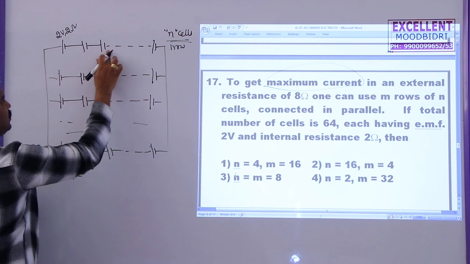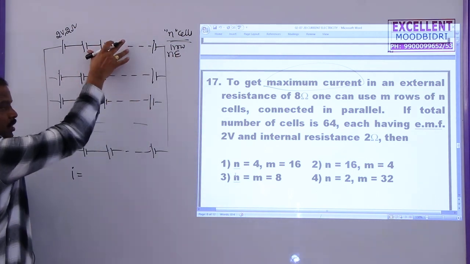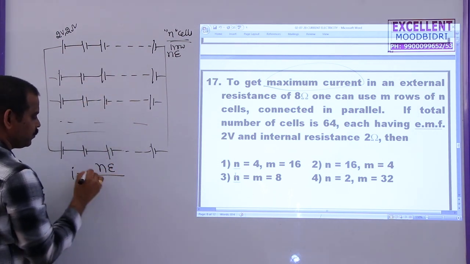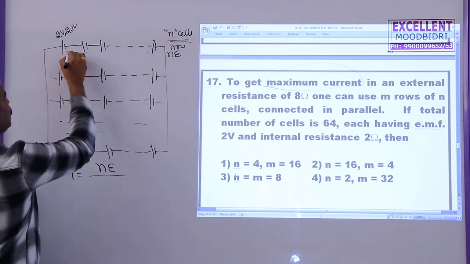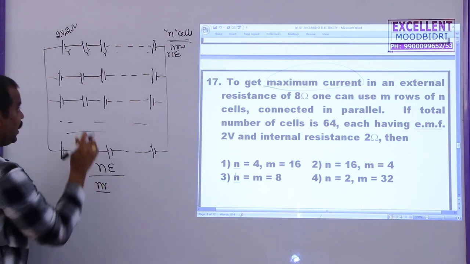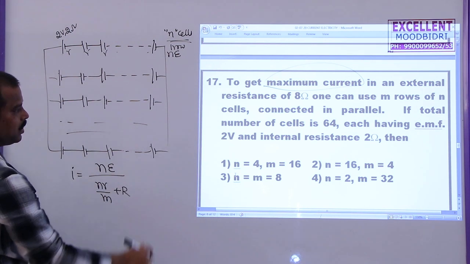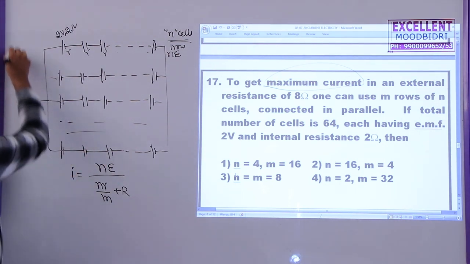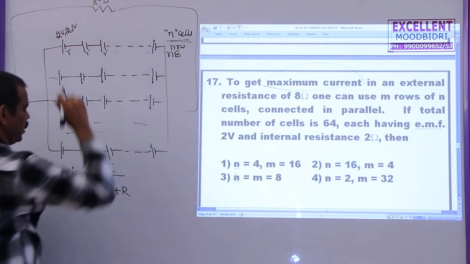So E plus E plus E plus, this will be NE. As this is NE, total EMF will be NE only. Then, what is the resistance in this branch? Each resistance, let us say small r, this is Nr by M, as there are M rows, plus capital R, where capital R is the total external resistance. And this is given as 8 ohms, R is equal to 8.